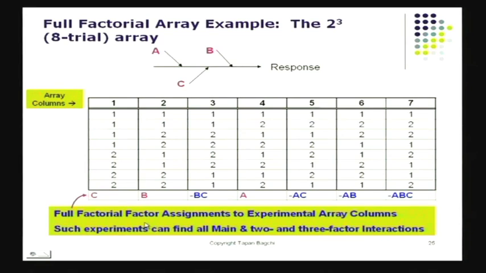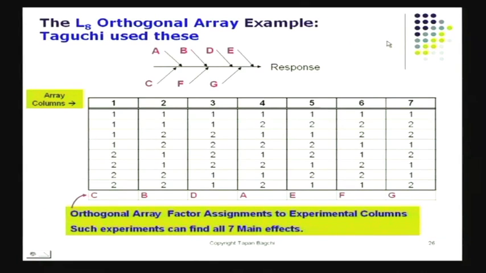I'm running 2 cubed. That means a total of 8 experiments is what I'm running here. And that involves now 3 factors. This is like one way. Now suppose, for some reason, I suspect maybe there is not much interaction between these different factors.